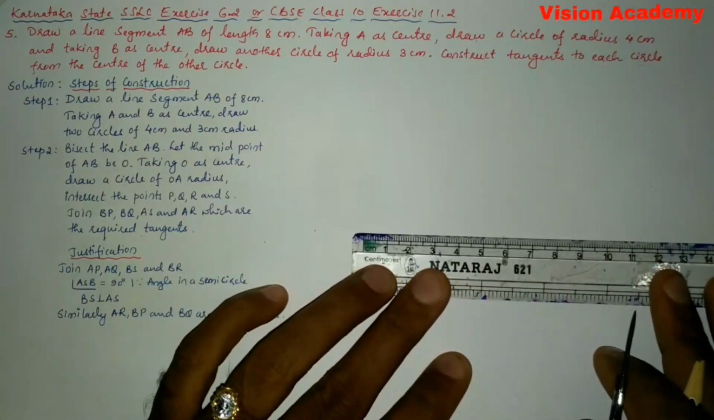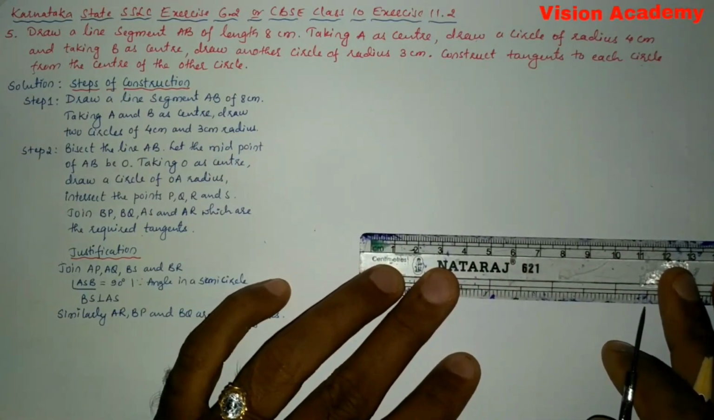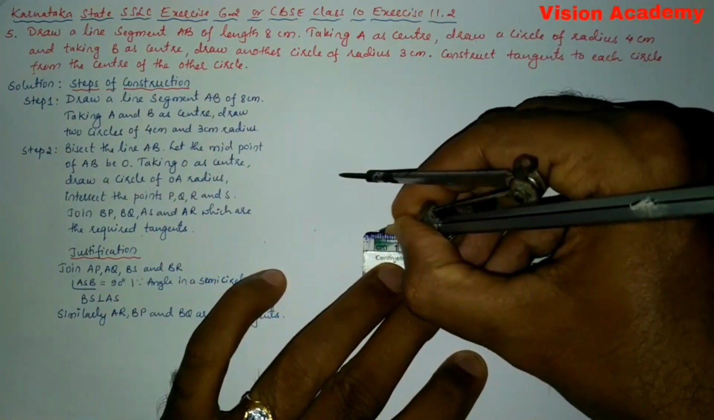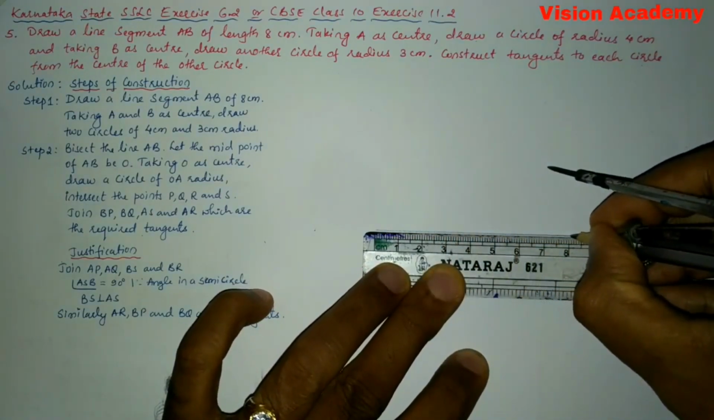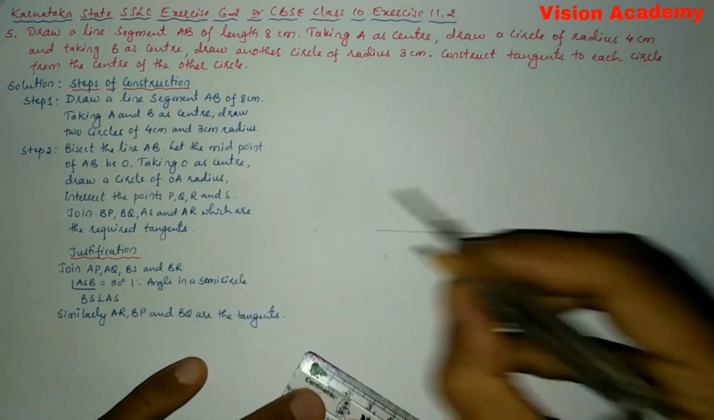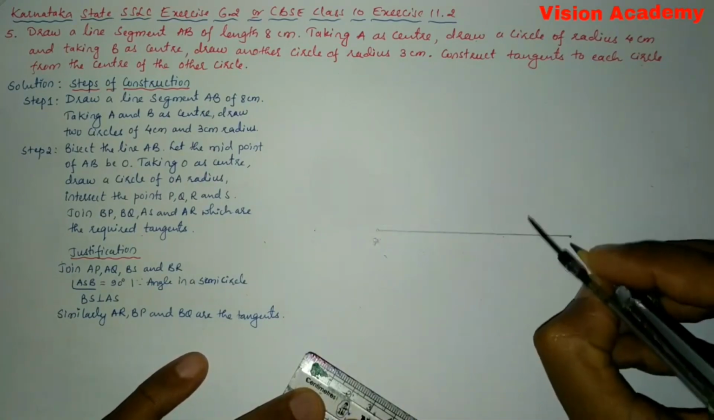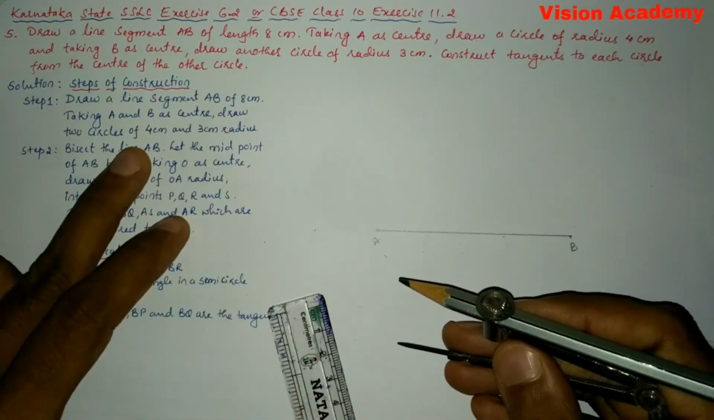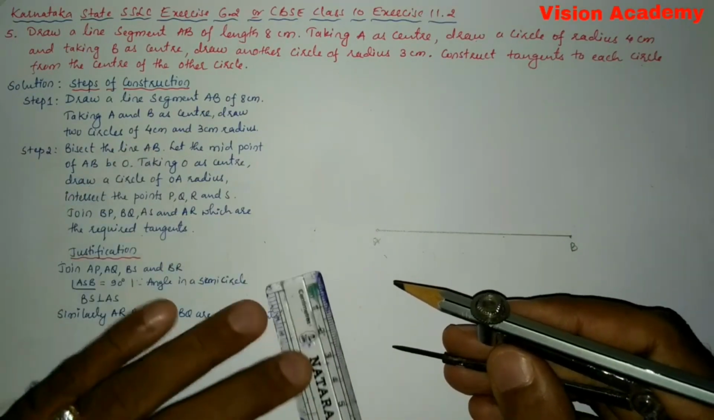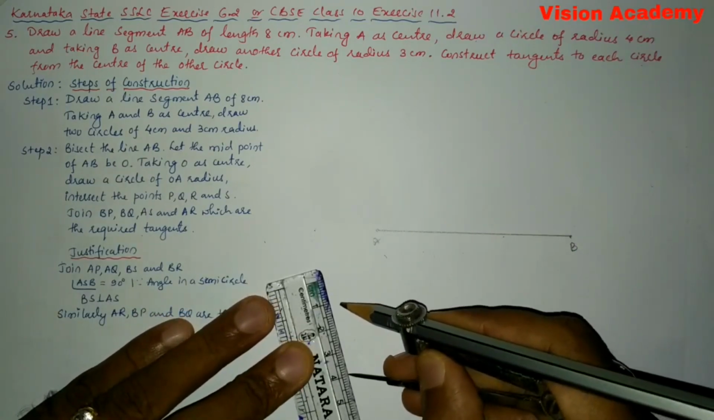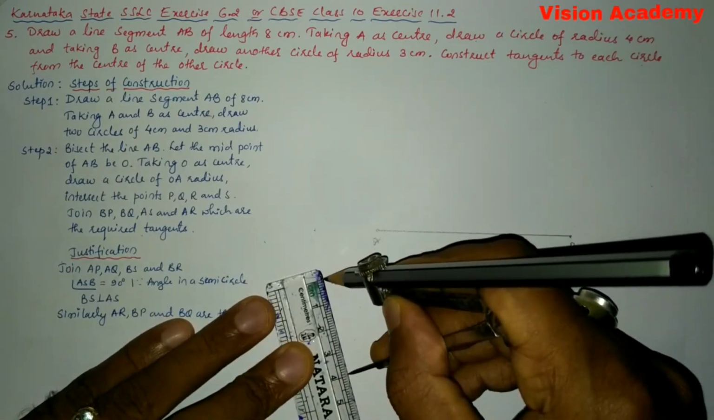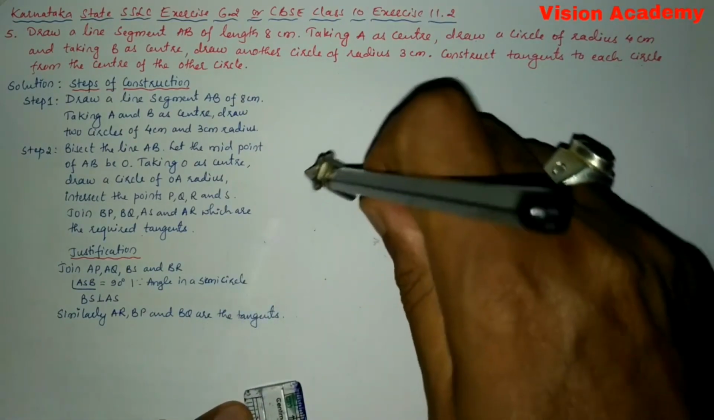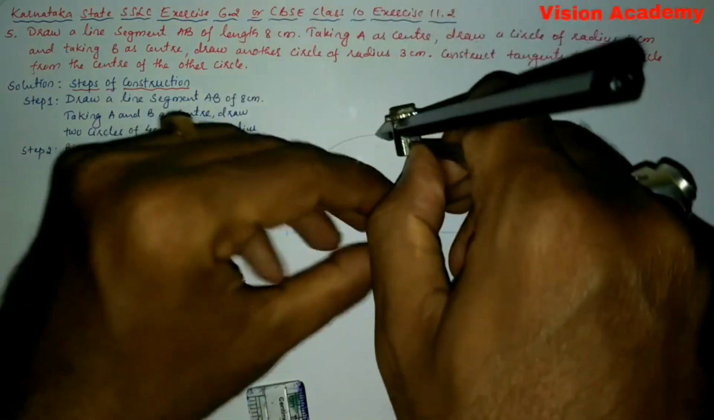So let us draw AB of 8 cm. Here let me draw one line segment. Let us name this AB, and keeping on point A, let us draw a circle with radius 4 cm. So let us take 4 cm in the compass, and taking this point, point A, as center of the circle, let us draw one circle.